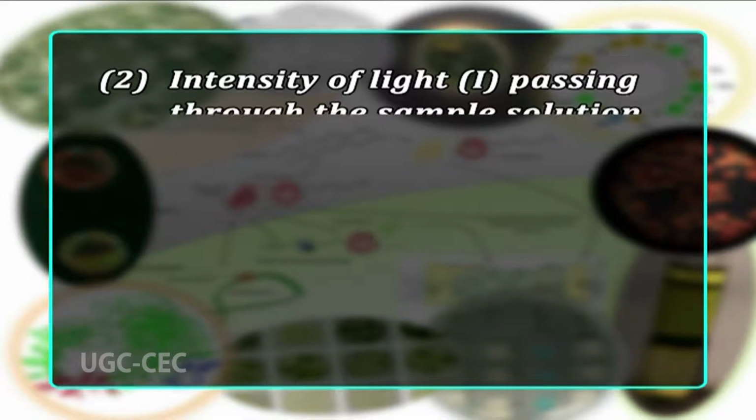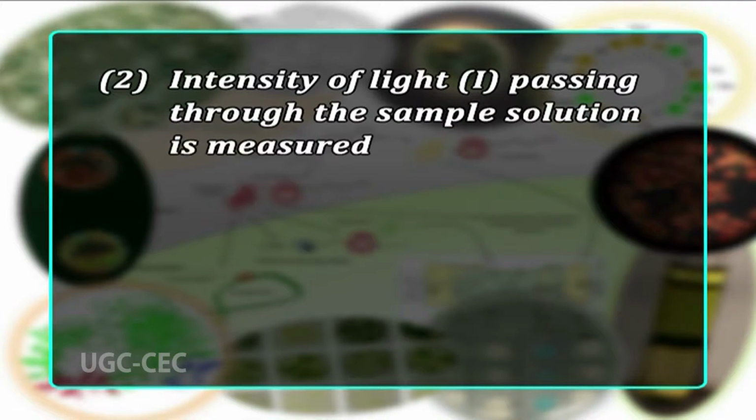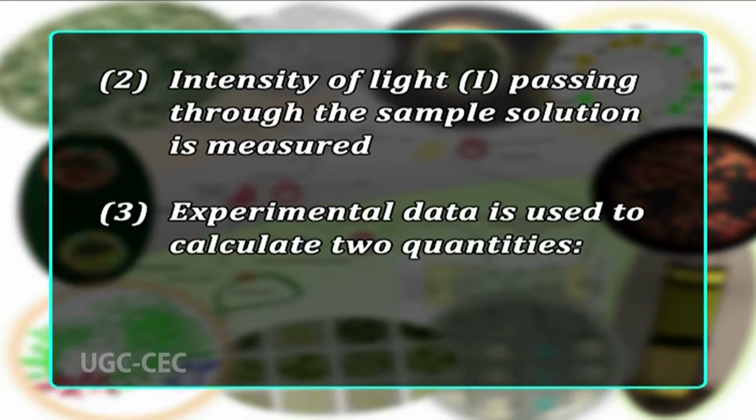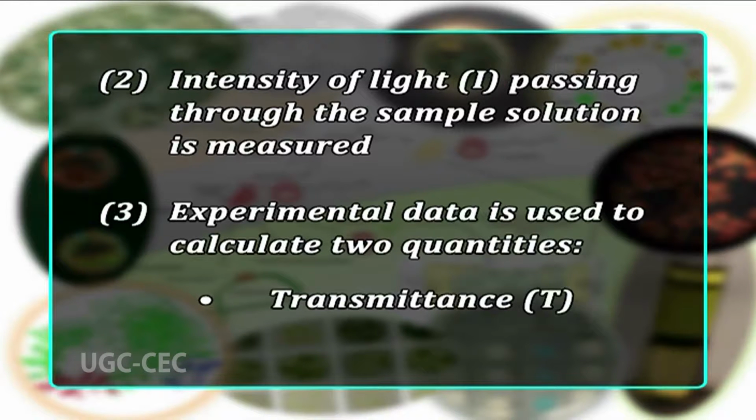Second, the intensity of the light, represented by I, passing through the sample solution is measured. Third, the experimental data is used to calculate two quantities: first, the transmittance, and second, the absorbance. The transmittance is simply the fraction of light in the original beam that passes through the sample and reaches the detector.